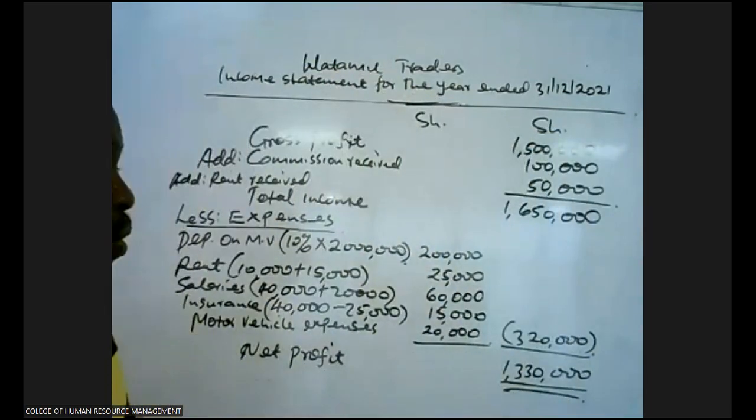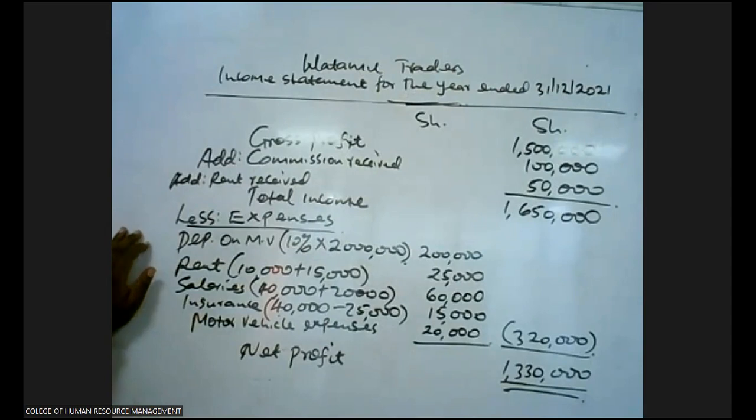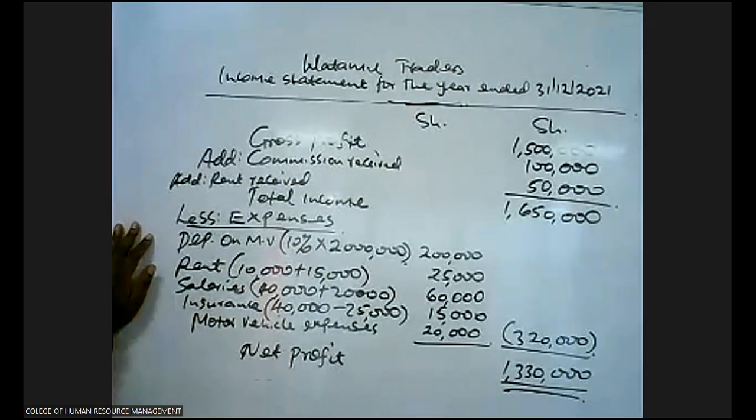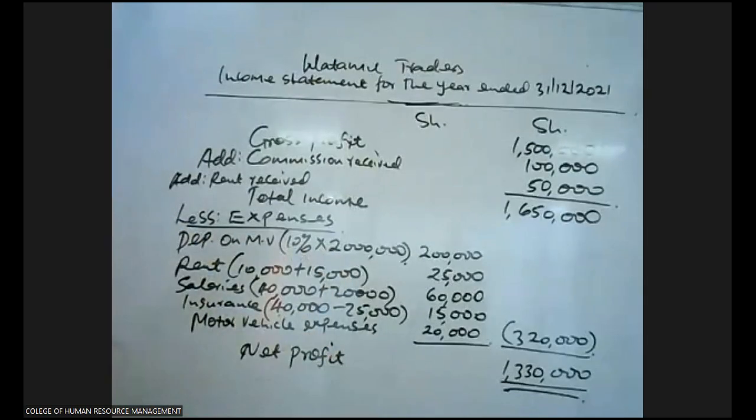So this is how you handle the adjustments. Just understand: is it a prepayment, is it an accrual, is it a depreciation, is it an allowance? So you do them like that.